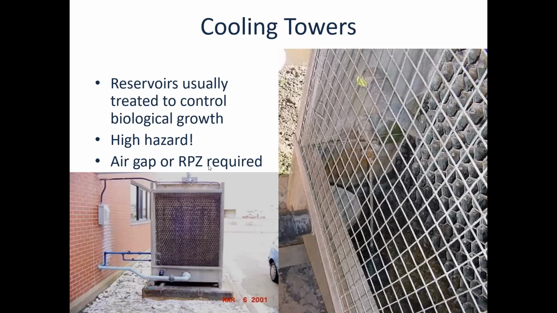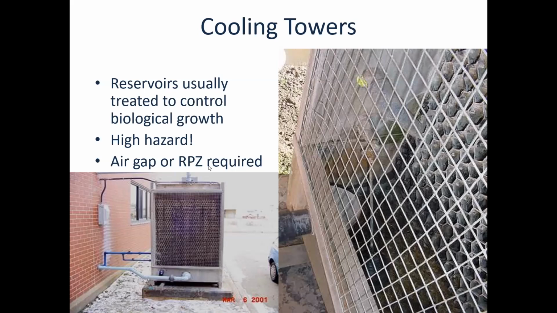It's kind of difficult to see, but the picture on the right, looking through the cage, it's sitting in this reservoir where there's standing water. You can have a lot of kind of nasty stuff potentially growing in there. That makes this a high hazard problem. It's either going to need to have an RPZ established on it or an air gap in place. Nothing else is going to be an acceptable level of protection for this.